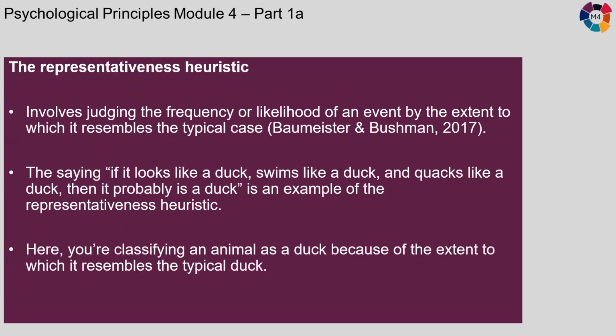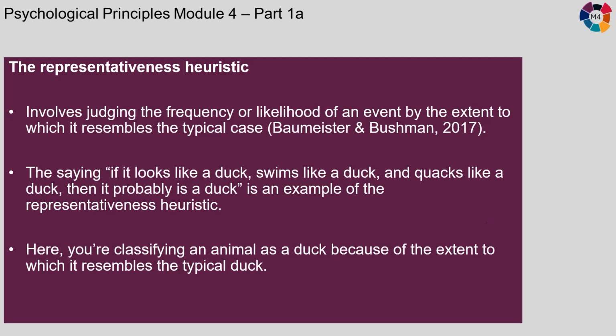The representativeness heuristic involves judging the frequency or likelihood of an event by the extent to which it resembles the typical case. The saying, if it looks like a duck, swims like a duck, and quacks like a duck, then it probably is a duck, is an example of the representativeness heuristic. Here, you're classifying an animal as a duck because of the extent to which it resembles the typical duck.